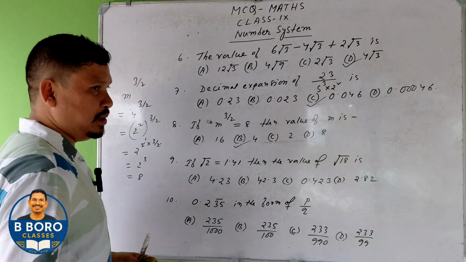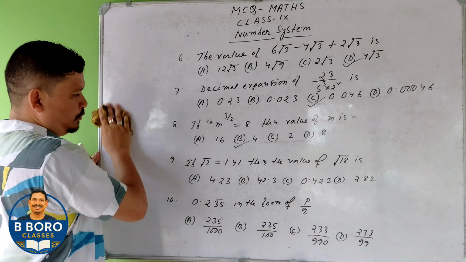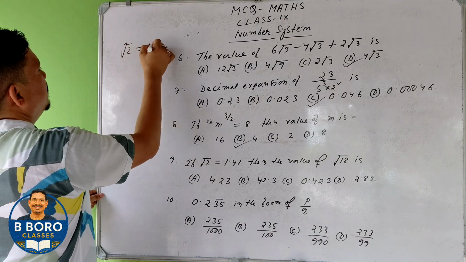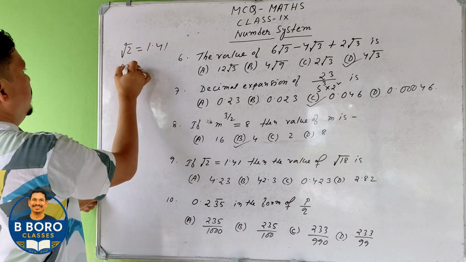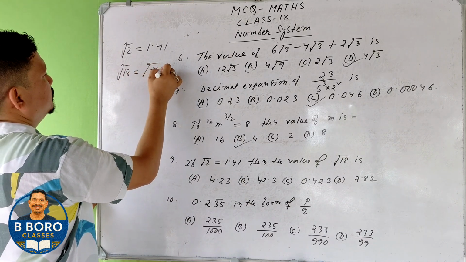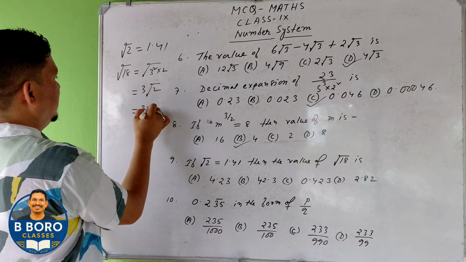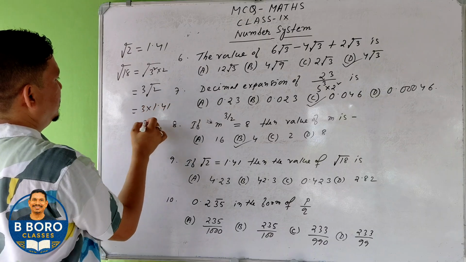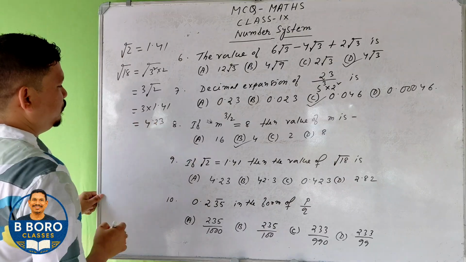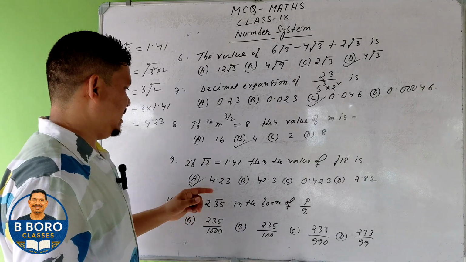Next, question number 9, one of the important questions. How can you solve this question? See here. If root 2 equals 1.41, the value of root 2 already given, then find the value of root 18. Root 18 we can write as root of 3 square into 2, since 3 3s are 9 and 9 2s are 18. So ultimately 3 root 2. Now 3 into the value of root 2, which is given as 1.41, gives 4.23. So option A, 4.23, is the correct option.